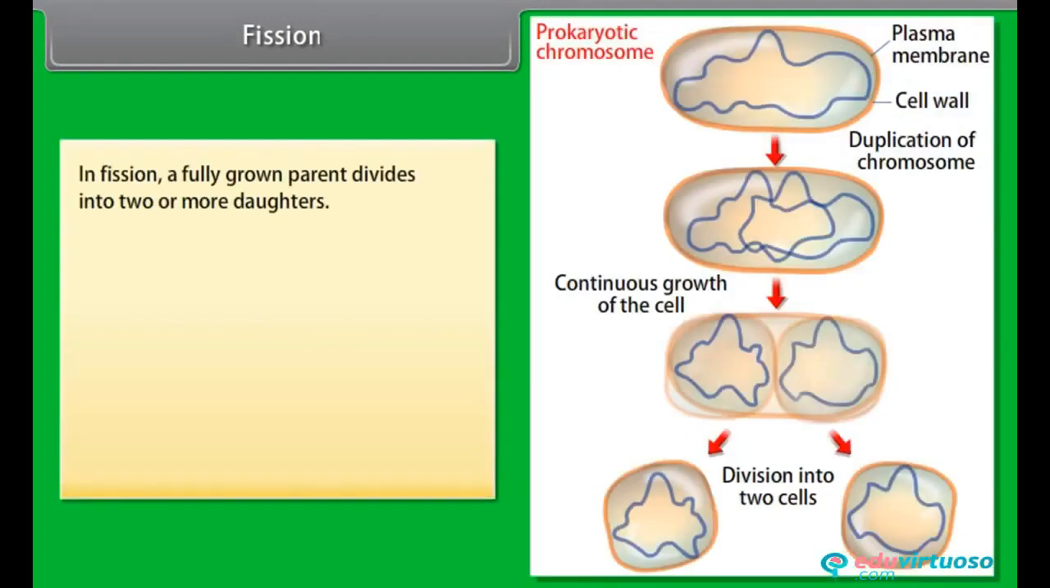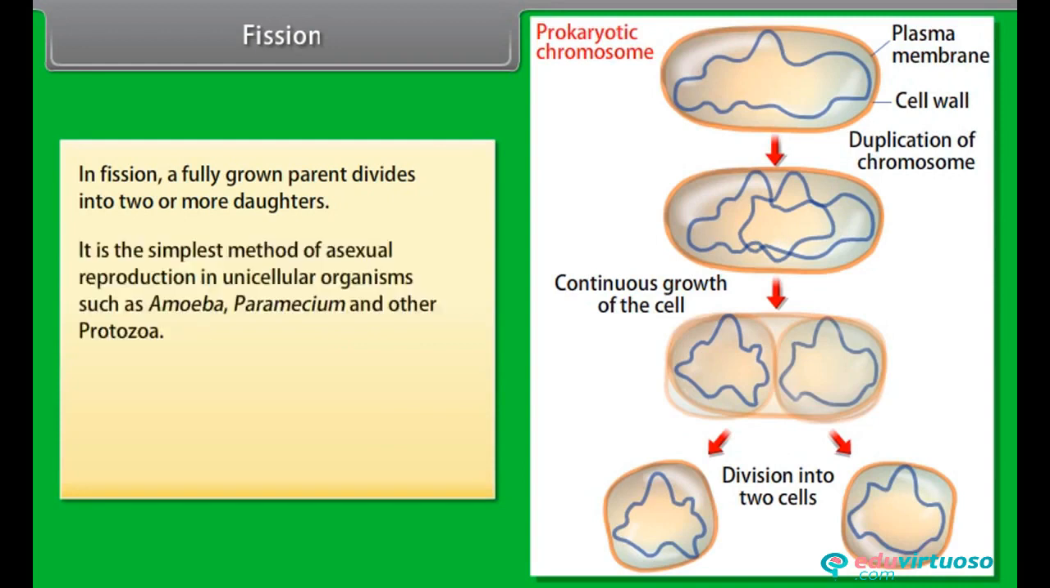Fission. In fission, a fully grown parent divides into 2 or more daughters. It is the simplest method of asexual reproduction in unicellular organisms such as amoeba, paramecium, and other protozoa. Fission is of 2 types. Binary fission, multiple fission.